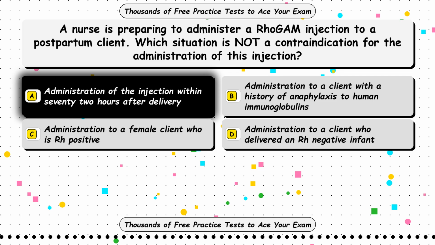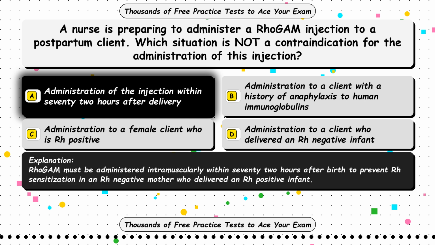The correct answer is option A. Administration of the injection within 72 hours after delivery. RhoGAM must be administered intramuscularly within 72 hours after birth to prevent Rh sensitization in an Rh negative mother who delivered an Rh positive infant.